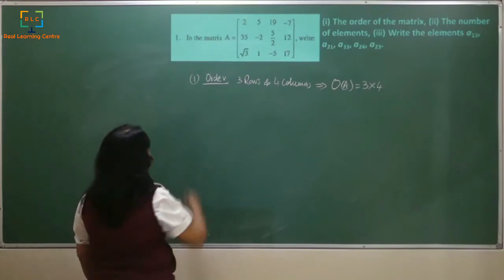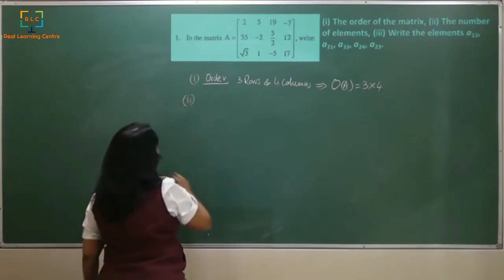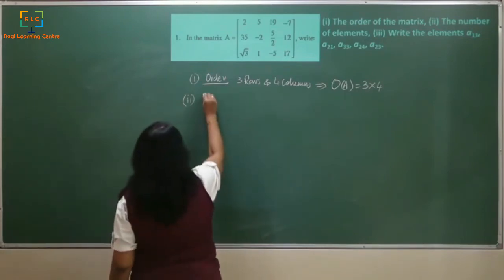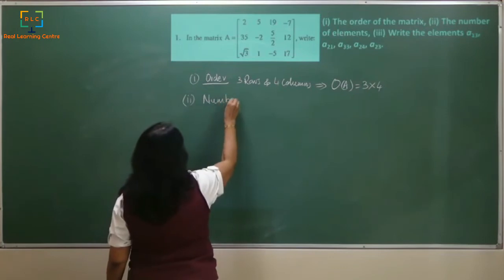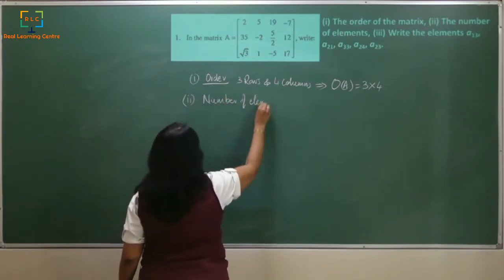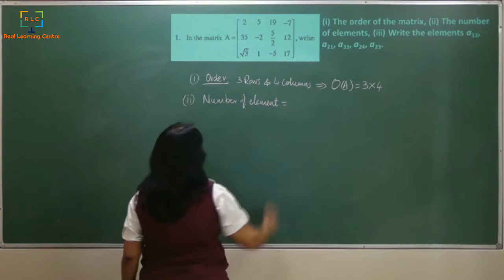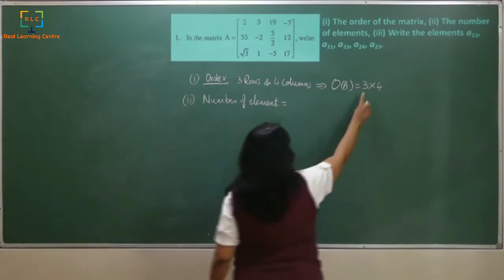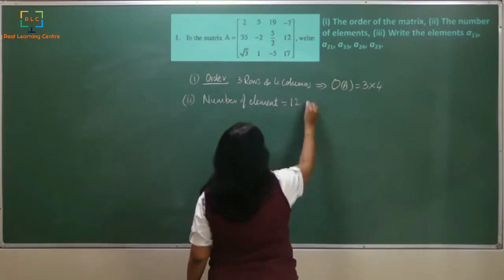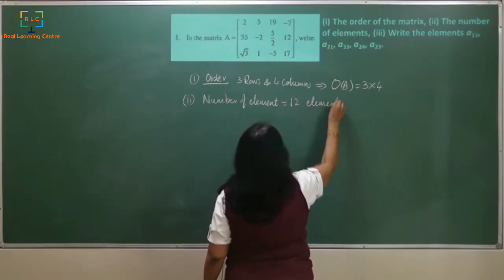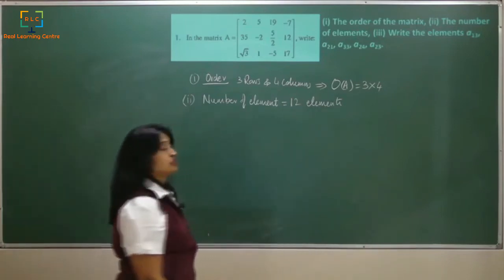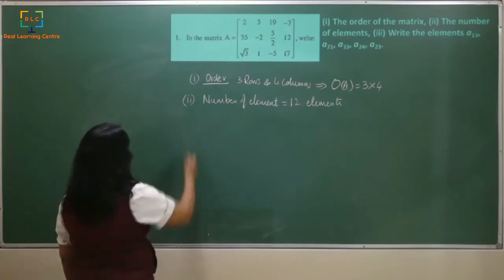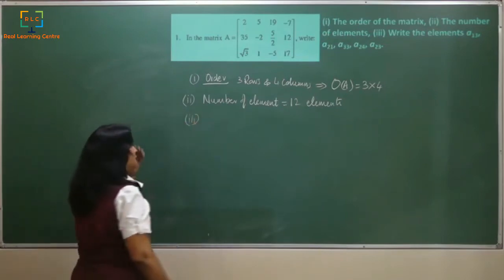And I'll go to the second sub question. What is it that they're asking? How many elements are there? Number of elements. I don't want you to count there. Instead, we are going to just multiply the order, and we get our number of elements. 3 into 4 gives you 12 elements. So, are there 12 elements there? 4 in the first row, next row 4 and next row 4. So, 3 into 4.